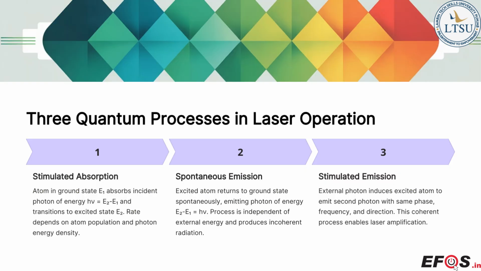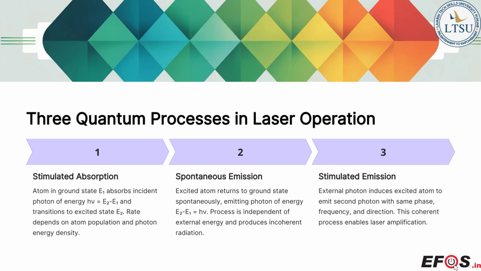Laser operation is governed by three fundamental quantum processes. 1. Stimulated absorption. An atom in the ground state, E1, absorbs an incident photon, gaining energy, hν = E2 - E1, and transitioning to the excited state, E2. The rate depends on the number of atoms in the ground state and the density of the incident photons. 2. Spontaneous emission. The excited atom spontaneously returns to the ground state, emitting a photon of energy hν. This process is independent of external energy and produces incoherent radiation.